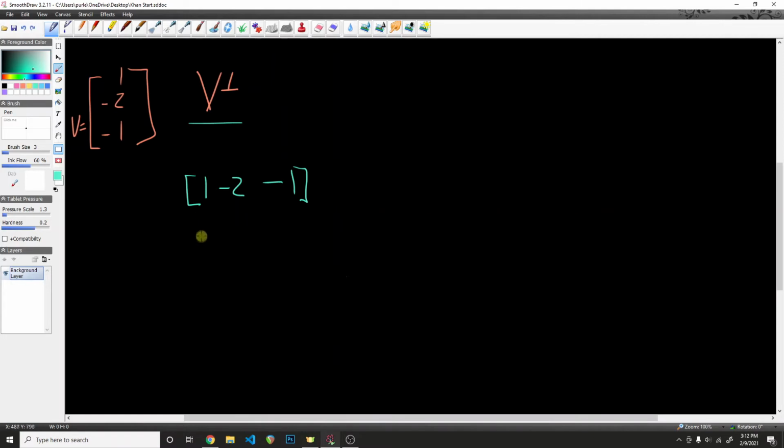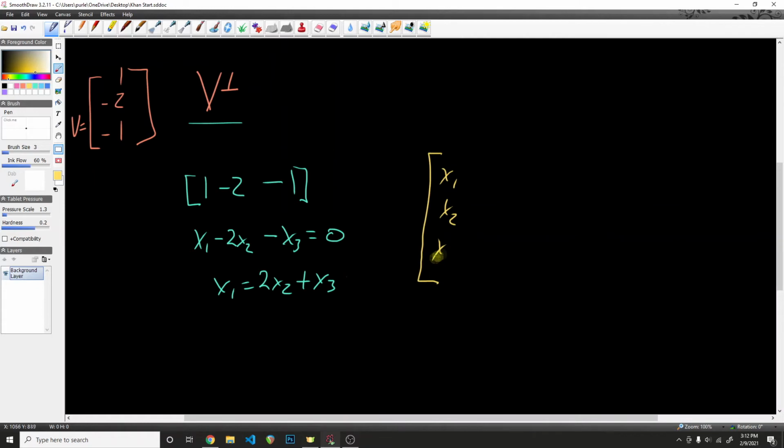So what we have here is that x1 minus 2x2 minus x3 is going to be equal to 0. And if we want to get x1 by itself, we would have x1 is equal to 2x2 plus x3. And then all we need to do is rewrite that in vector form. Normally we would have x1, x2, x3, but instead we're going to replace x1 with this value here. So we have 2x2 plus x3, then we have x2 and x3.